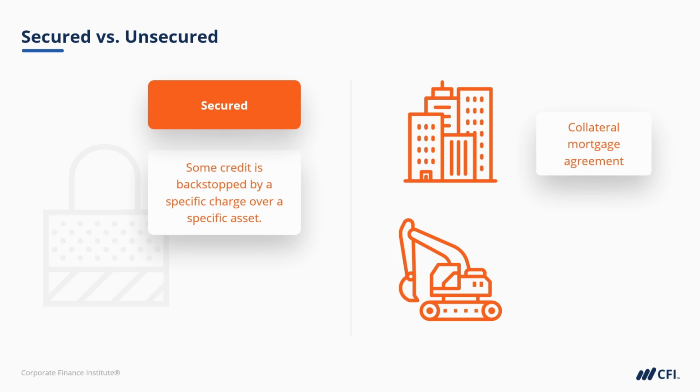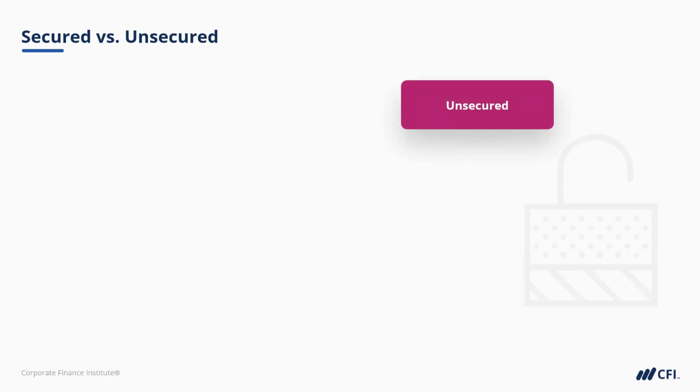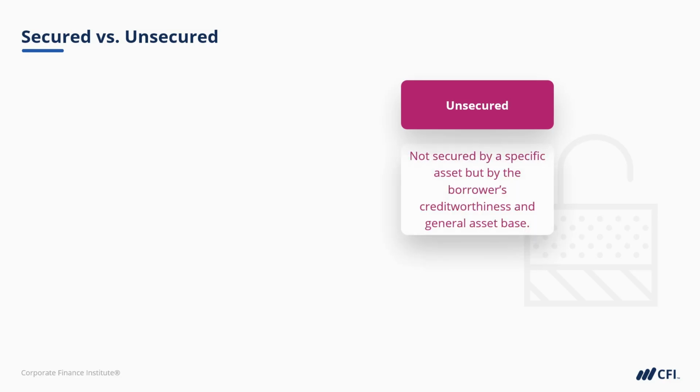If a loan is extended to support the acquisition of machinery, the lender may wish to secure its exposure by registering a charge over the specific serial number of that machine. So when we talk about unsecured credit in commercial lending, what we generally mean is credit that is not secured by a specific asset, but rather by the creditworthiness of the borrower and by its general asset base.